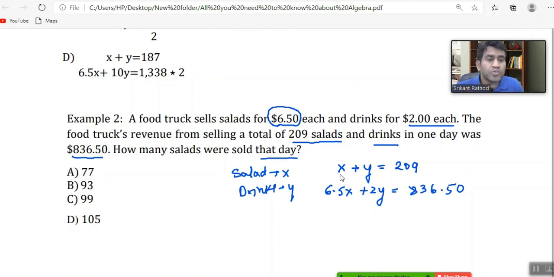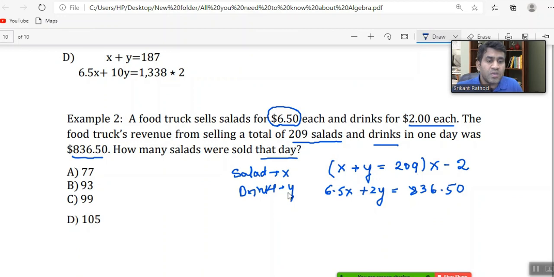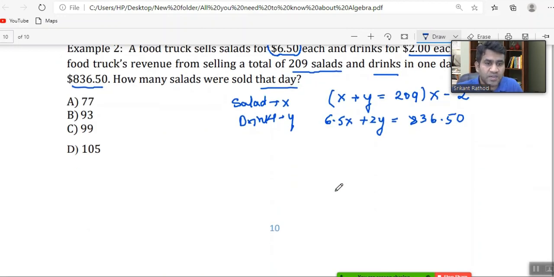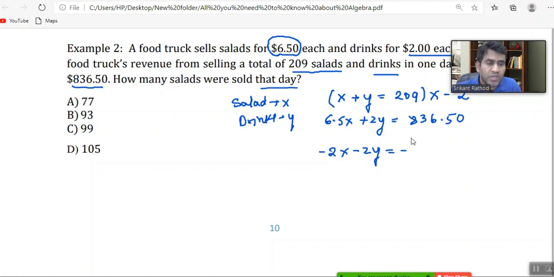Now we have to solve for x, so let's eliminate y. So how do I eliminate here? Here it is plus 2y, but here it is just y. So I'll multiply this entire expression by -2. After multiplying, this will be your equation. Let me write it here. That becomes -2x -2y equals negative, 209 times 2, it's going to be -418.